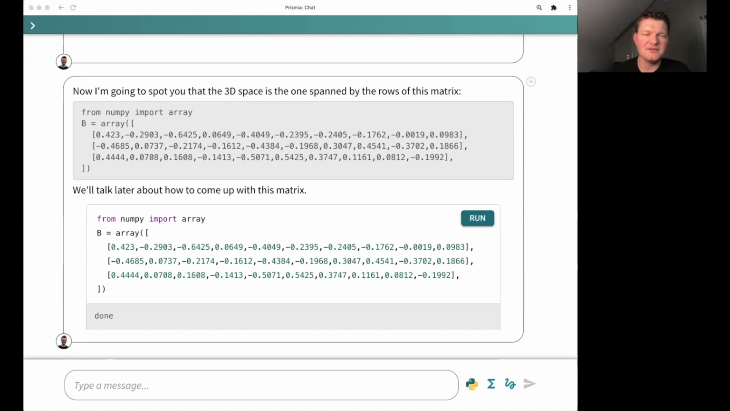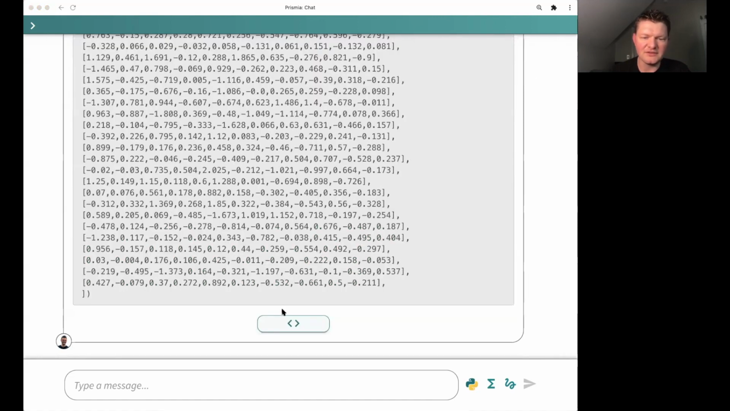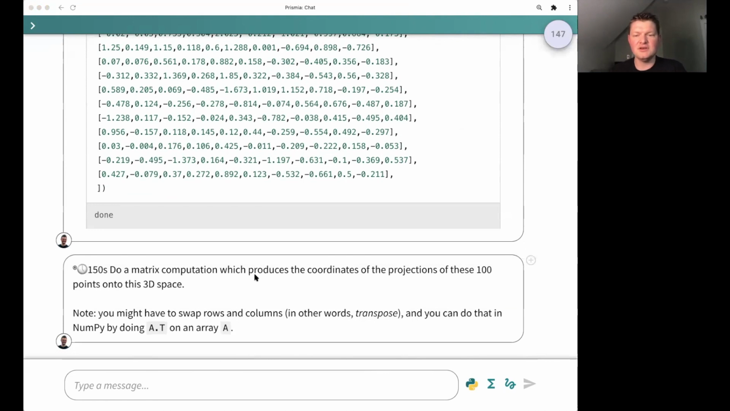This is 1,000 numbers. So perform a matrix computation which produces the coordinates of the projections of these 100 points onto this 3D space. So you want to be projecting each of these 100 points in this 10-dimensional space onto this 3-dimensional space. One thing that you might need that we haven't learned yet is how to do a transpose, or in other words, swap rows and columns in NumPy. And you do that just by calling the .T attribute on an array. So that will swap rows and columns.